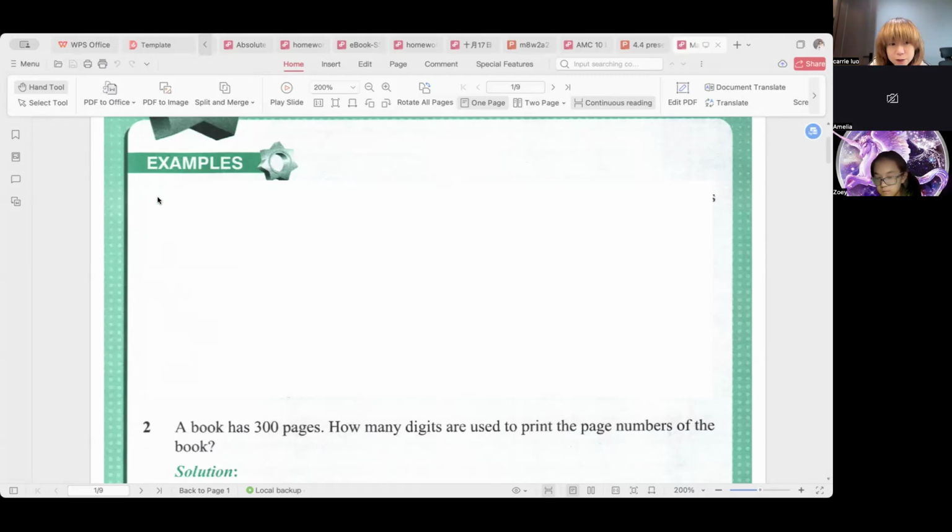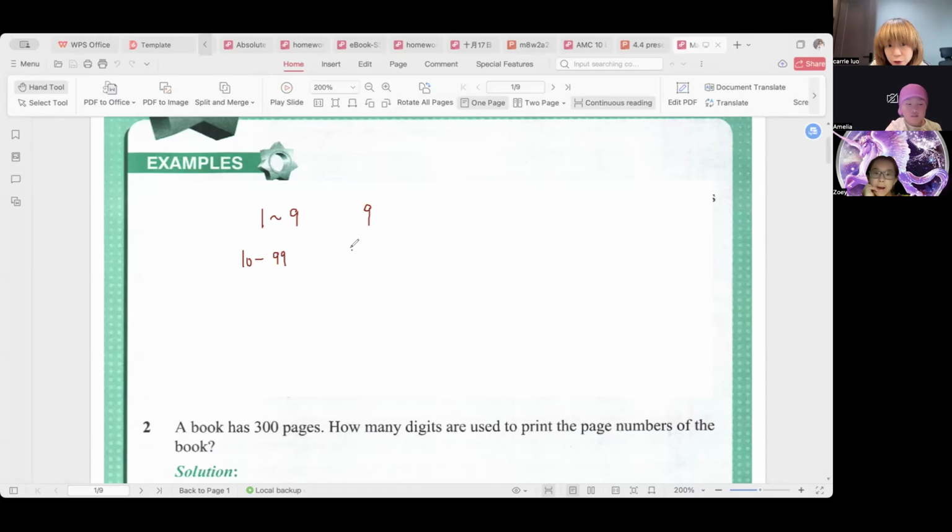Okay, so let's take a look at this one. Amelia, I cannot see you. I don't know what's going on. Okay, so Zoe, the first category, 1 to 9, is 9 digits. 10 to 99, because Zoe has sent me the answer. Amelia, I don't know what you're doing.